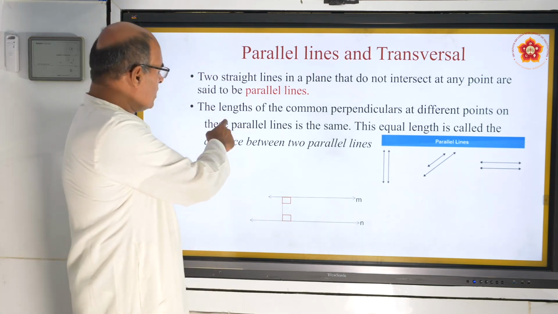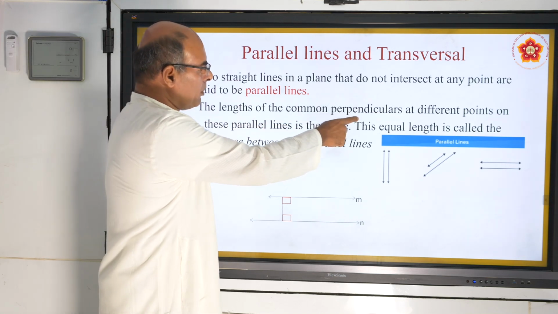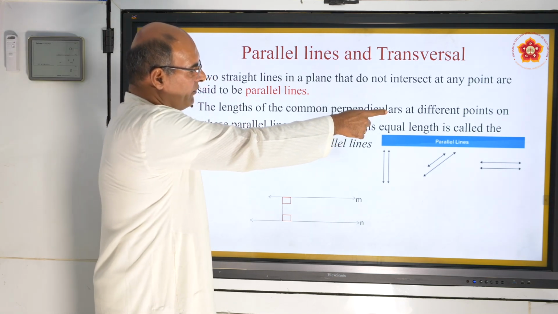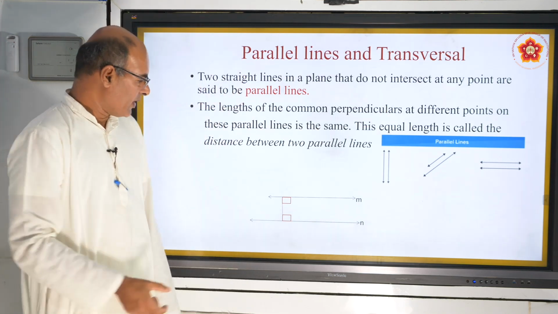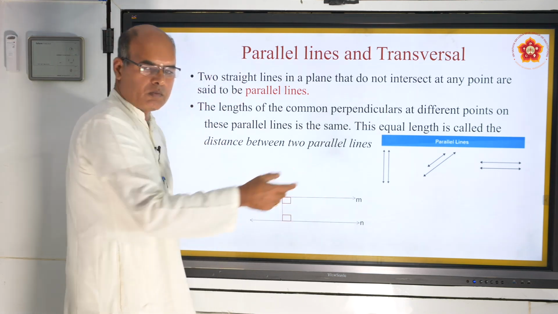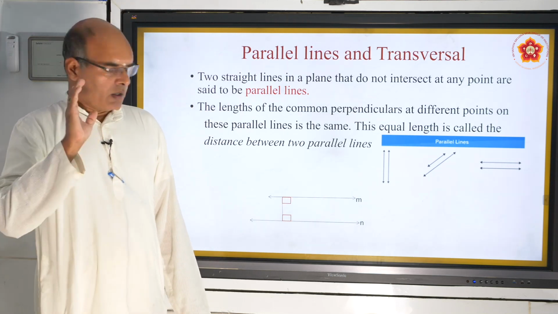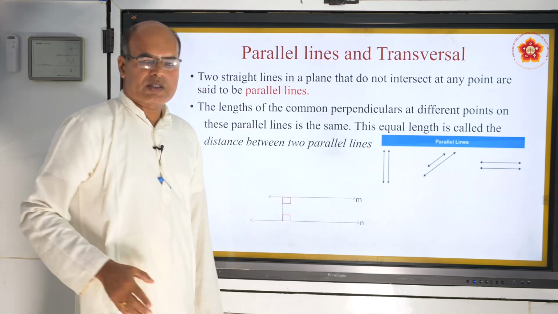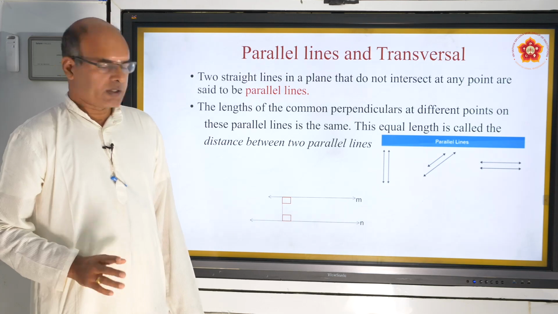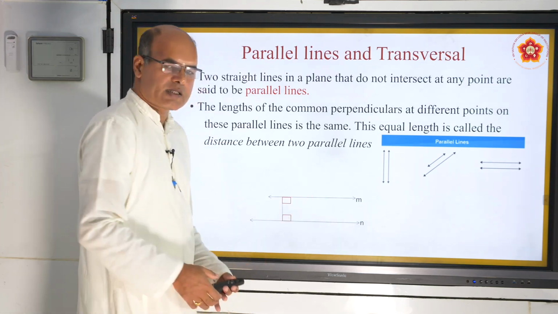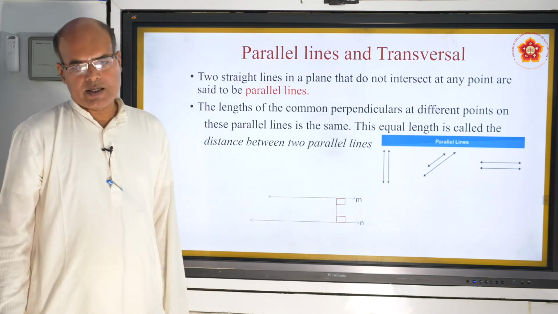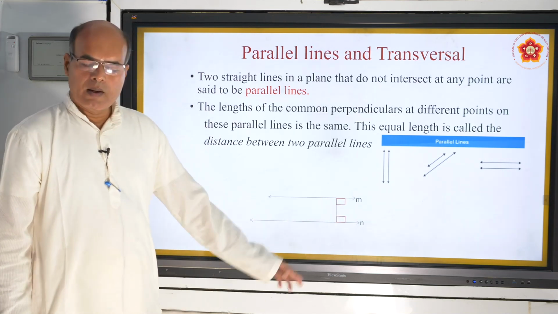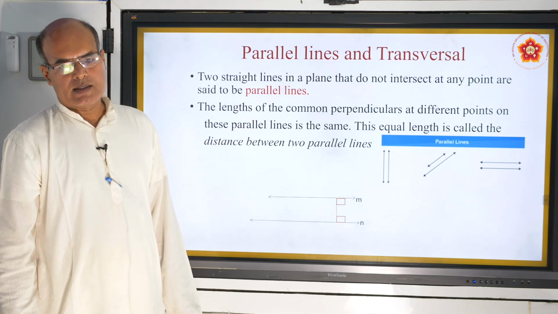Read this sentence. The length of the common perpendiculars at different points on these parallel lines is the same. If I draw more common perpendiculars, all those common perpendiculars have the same length. So the distance between the two lines is the same here, at any point. Look here.